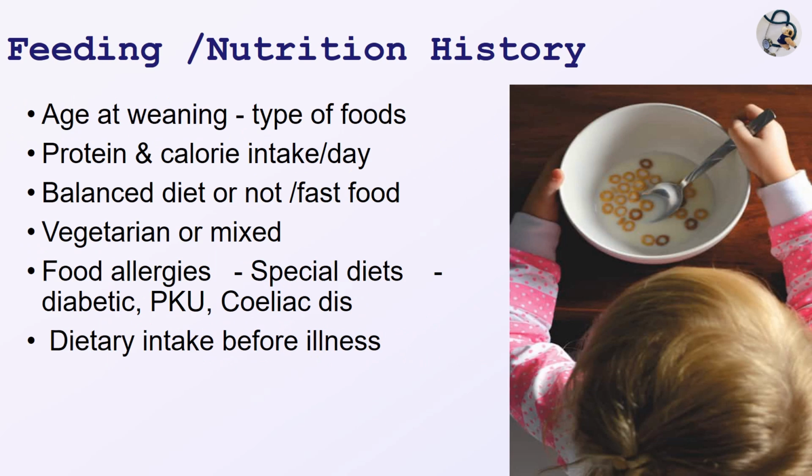Then ask about the age at weaning, the type of food introduced, protein and calorie intake per day of the child, whether this child is getting a balanced diet or not, or this child is dependent on fast food. This is important. Whether this child is vegetarian or is taking a mixed diet, and food allergies, especially, or on special diets is important. If the child is diabetic, is having phenylketonuria, that is PKU, or celiac disease, the child will be getting special diets. So these things you should ask, and dietary intake before the illness is important.